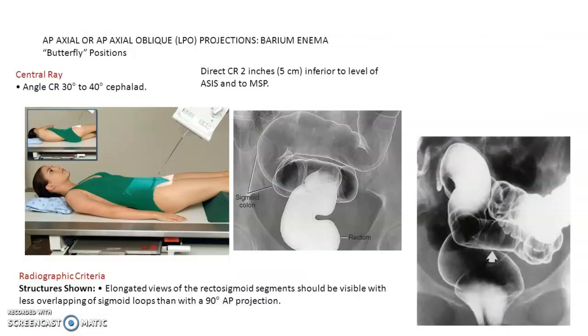The AP axial or axial oblique LPO projections, these are the same as the single contrast, okay? So they're either supine with that 30 to 40 degree cephalad angle, or they're in the LPO with the same angle. And this is for the sigmoid colon. Remember, toes up, toes down, angle down.